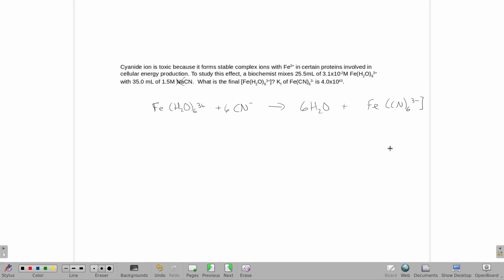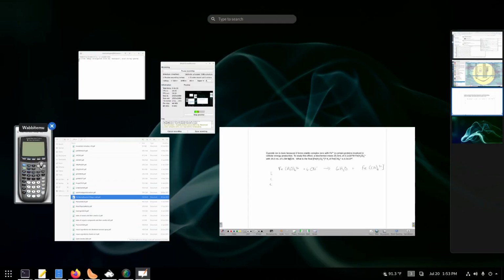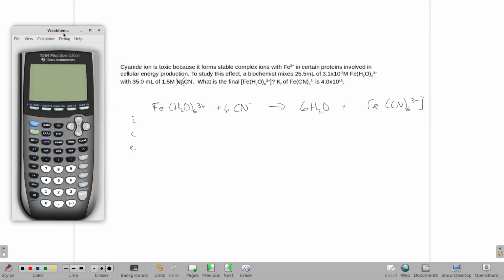Now, you notice this has a very large K, so this is very much going to go forward when that happens. But we're going to study how far forward it goes. I'm not going to do this like our ICE tables before. I'm going to do this in terms of moles, because I want to know how many moles of each of these are present. So I'm going to take that 25 milliliters times the 3.1 times 10 to the negative second to figure out how many moles of iron there are in this situation.